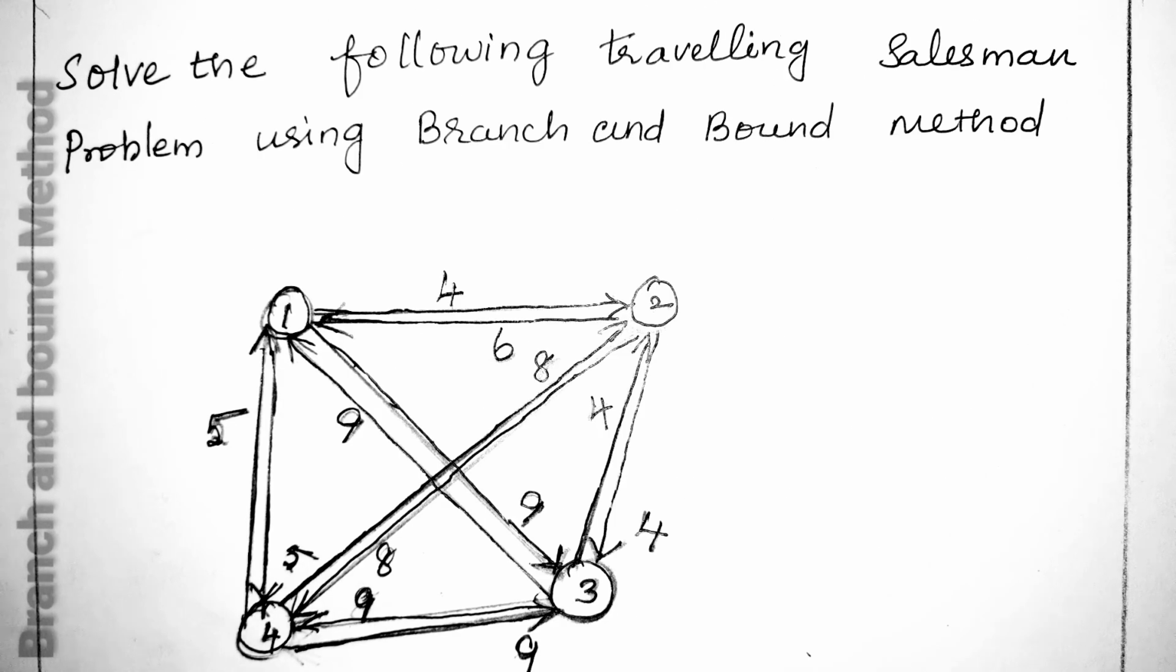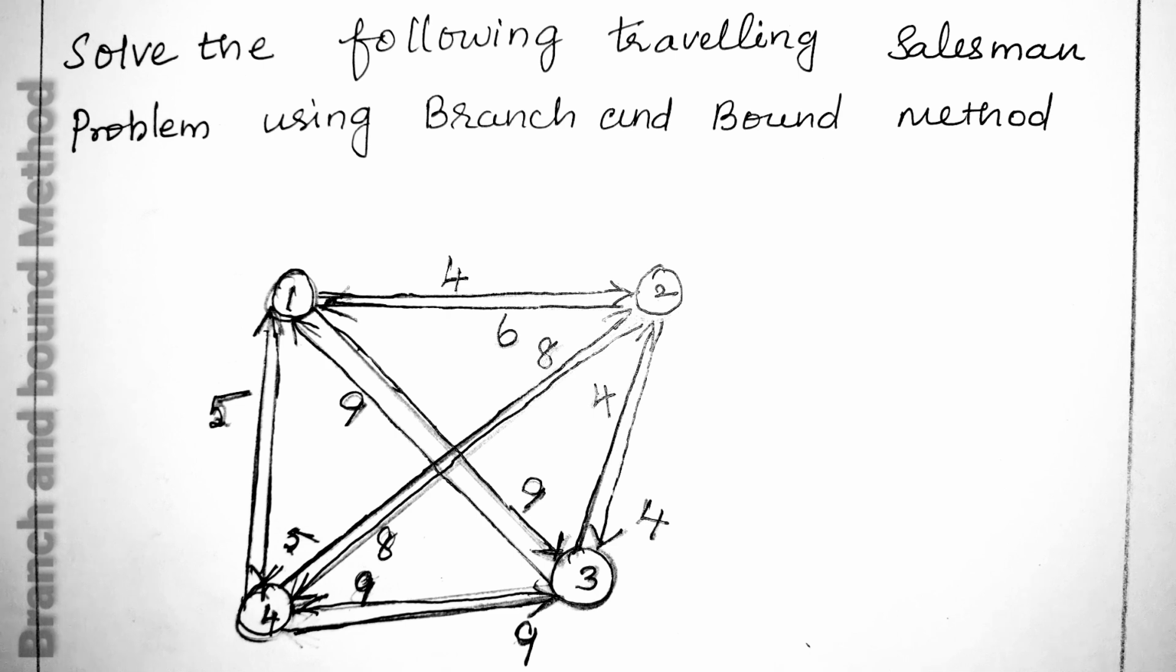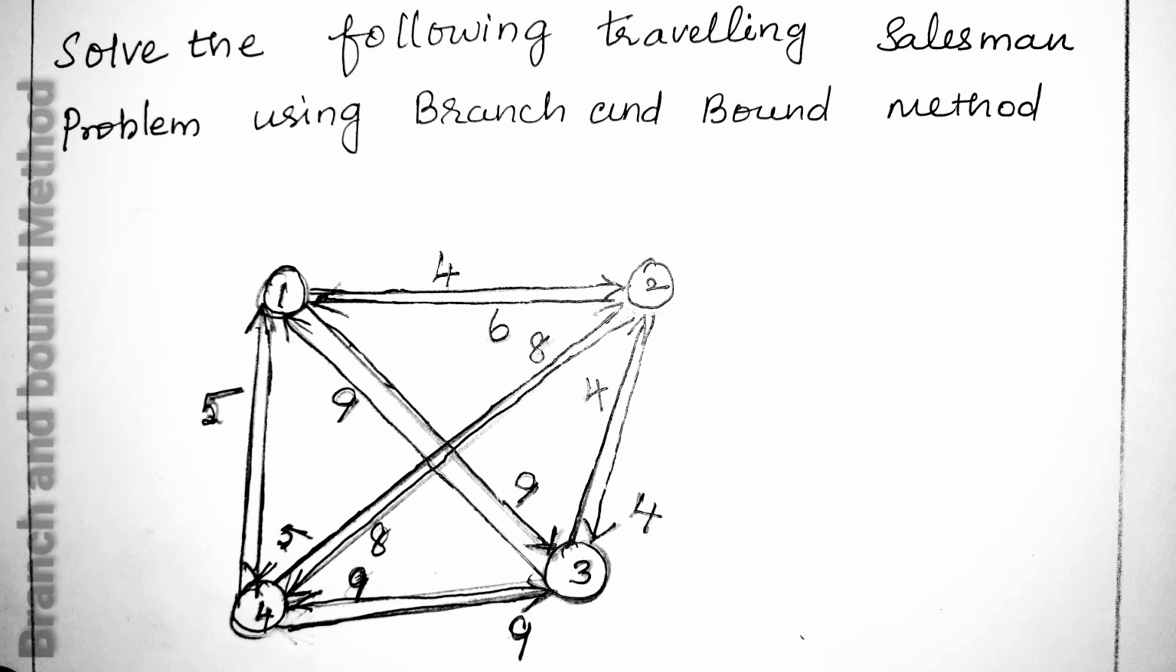Let us move on to the problem. Solve the following traveling salesman problem using the branch and bound method. Here 4 cities are given. The traveling cost from one place to another is given. We have to find the minimum traveling cost and the optimal path for this problem. First we have to write the cost matrix for this problem.